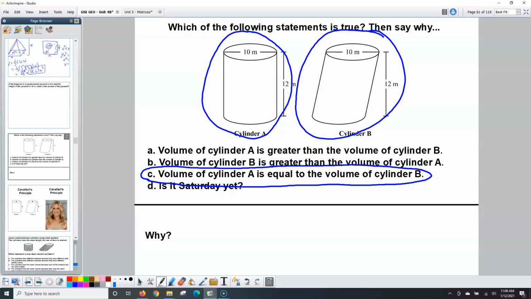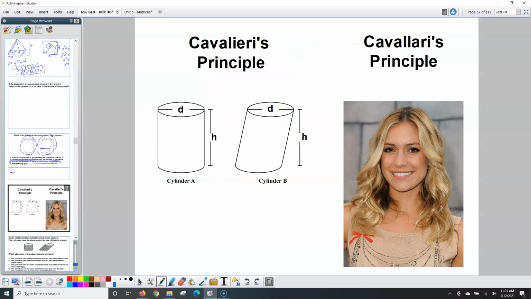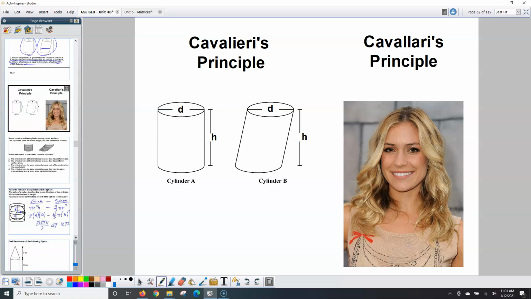Okay? And that's because each little slice of paper, if you took a little slice of paper out, the fancy term is cross section. Every cross section in that stack of paper has the same area. Every cross section, and it goes all the way up. That's what's known as Cavalieri's principle. There's a fun story about that. I'll tell you one day when you get into class, okay? Cavalieri's principle.